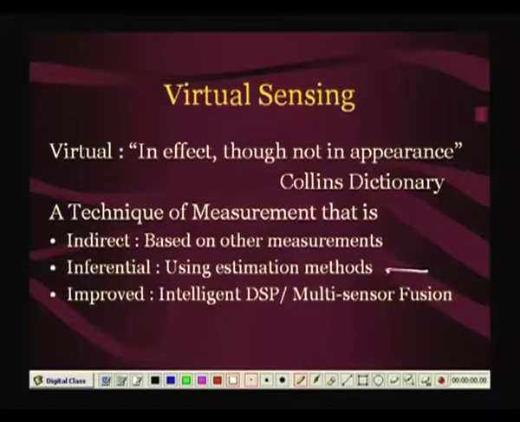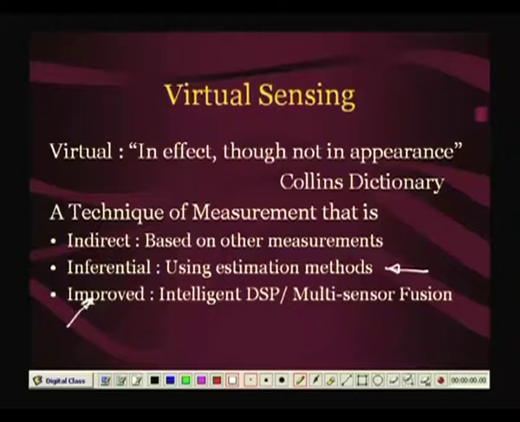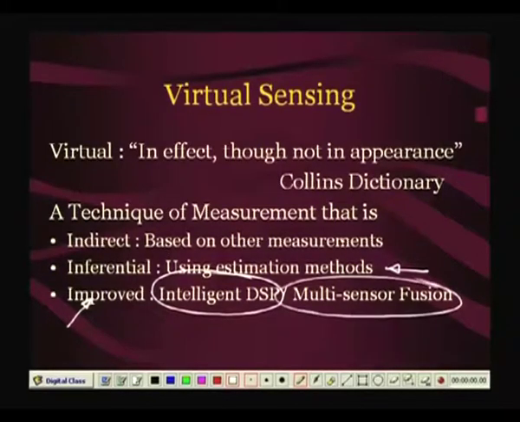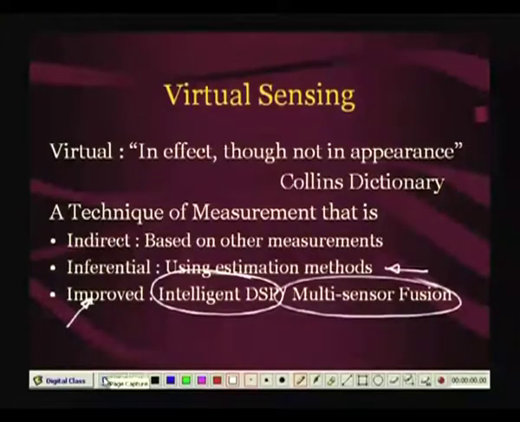It is inferential because it infers, or estimates, the quantity. It essentially uses an estimation method, and it is often quite improved in the sense that it can cancel the effects of noise. It can improve the quality of estimation by using intelligent digital signal processing algorithms, many of which we have learnt in our course, and also sometimes by using multi-sensor fusion, that is, using more than one physical measurement to improve the quality of the measurement. We are going to see how that works out.